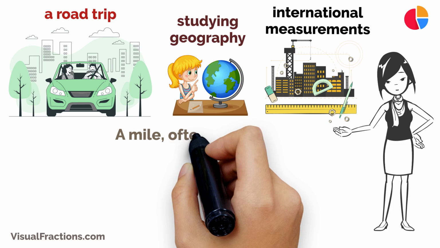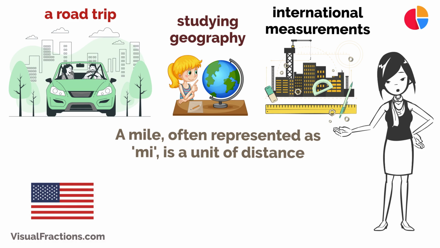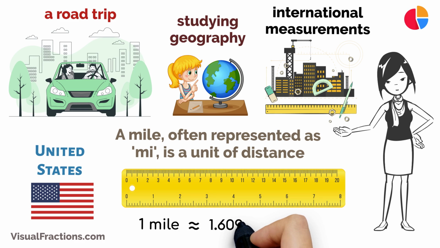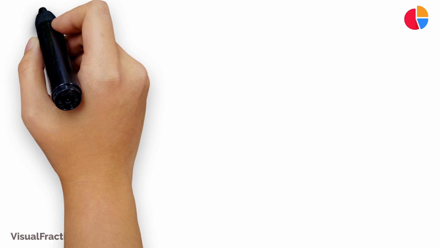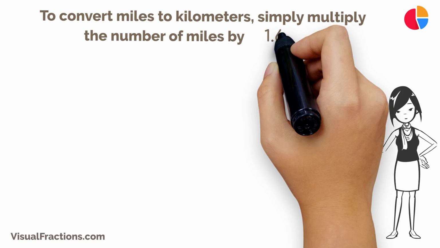A mile, often represented as mi, is a unit of distance commonly used in the United States and a few other countries. A kilometer, denoted as km, is a metric unit of distance used worldwide. Now, here's the key part. 1 mile is equal to approximately 1.60934 kilometers.